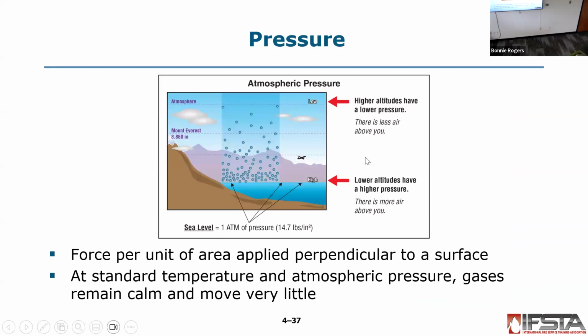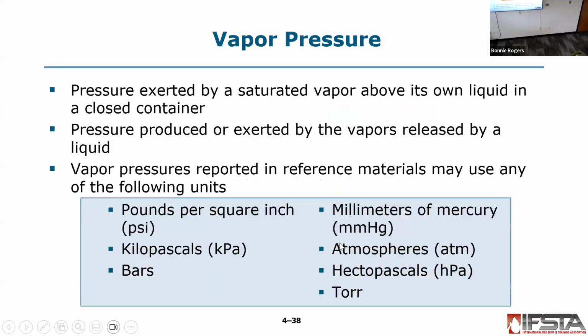Atmospheric pressure is the force per unit of area applied perpendicular to a surface. At standard temperature and atmospheric pressure, the gases are going to remain calm, and they're not going to move a whole lot. Okay, what's vapor pressure?